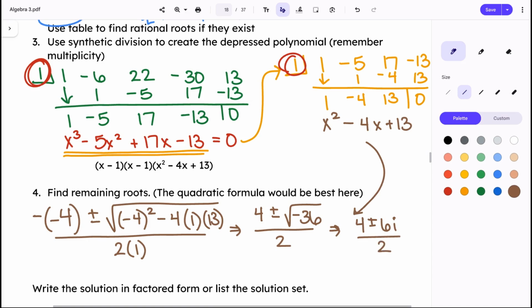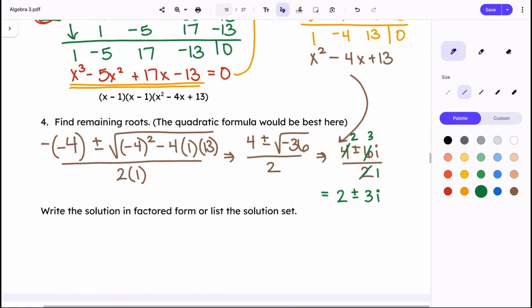The only thing I would say you should do here is simplify those whole numbers. What can you take out of all of them? A 2. So this is a 1 now. 6 becomes a 3. This 4 becomes a 2. And so this could be rewritten as just 2 plus or minus 3i.